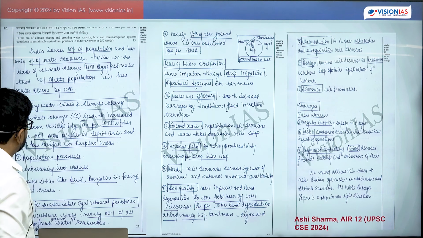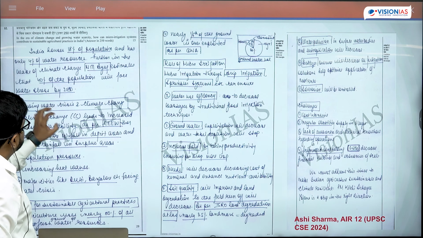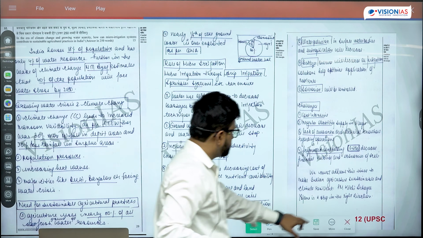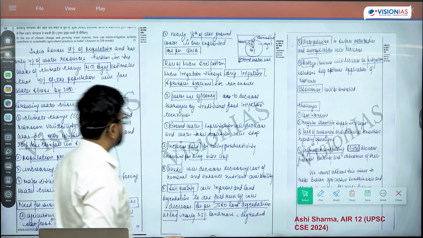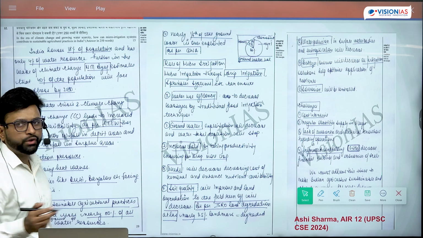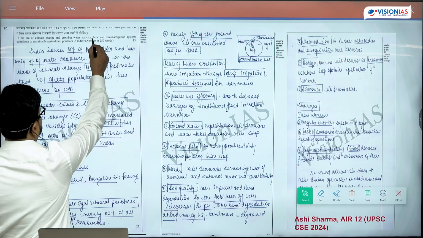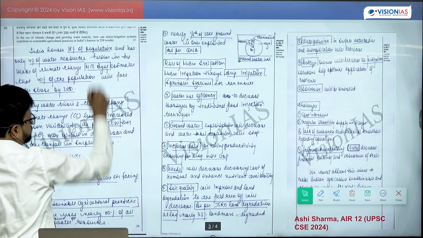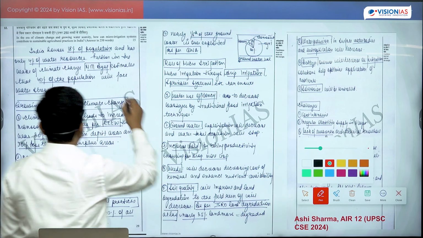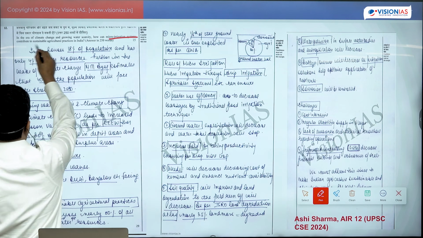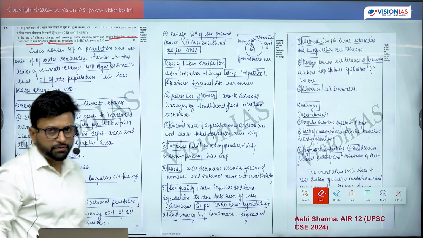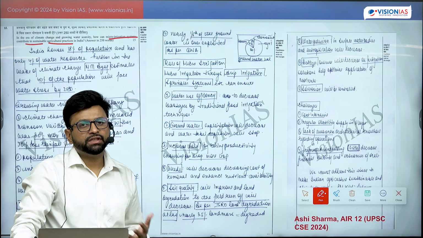Fine. So if you look at the brainstorming part, first we'll discuss the various parts of the question. The underlying thing they're asking is, how can micro irrigation help or contribute to sustainable agricultural practices in India? So let's start with the introduction.